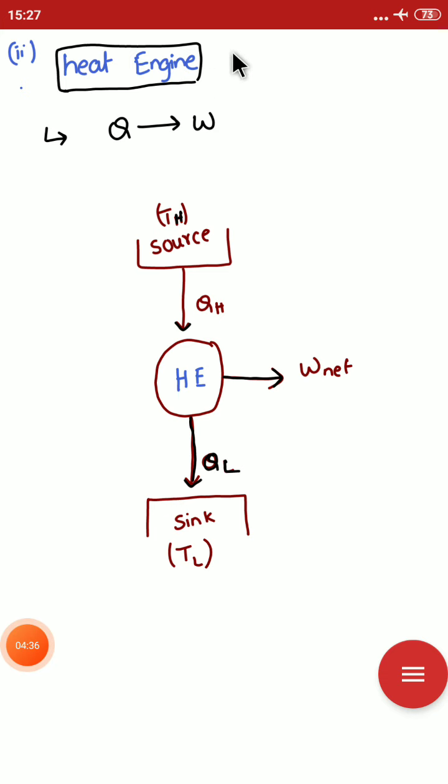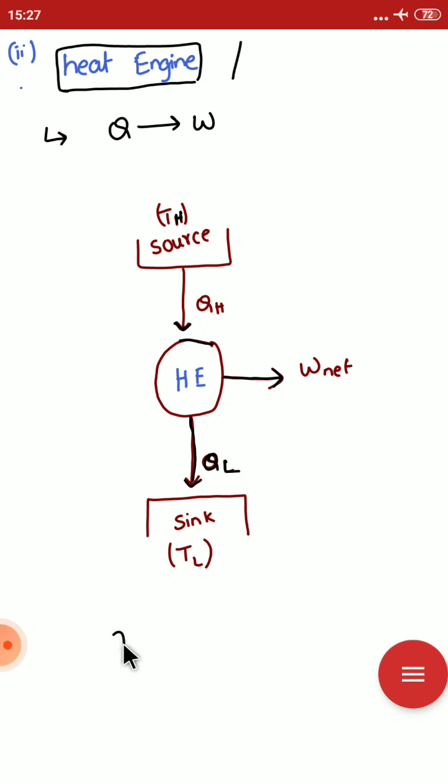Next, about the heat engine. It is a device which converts heat energy into work energy. A part of the energy is converted into work and the rest of the part is sent to a sink. This is the heat loss.